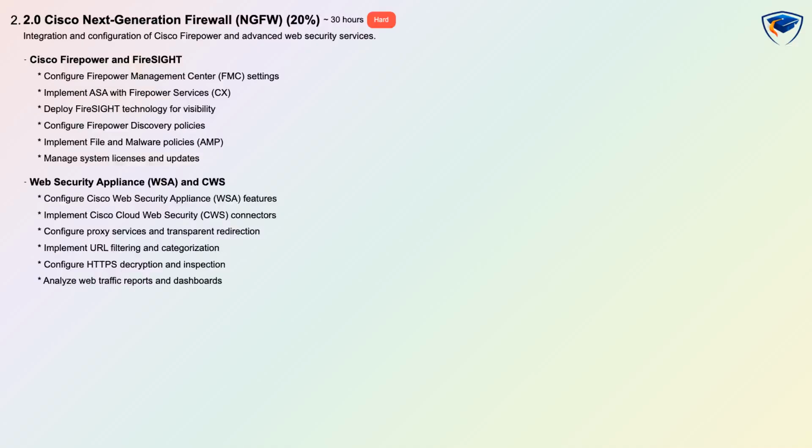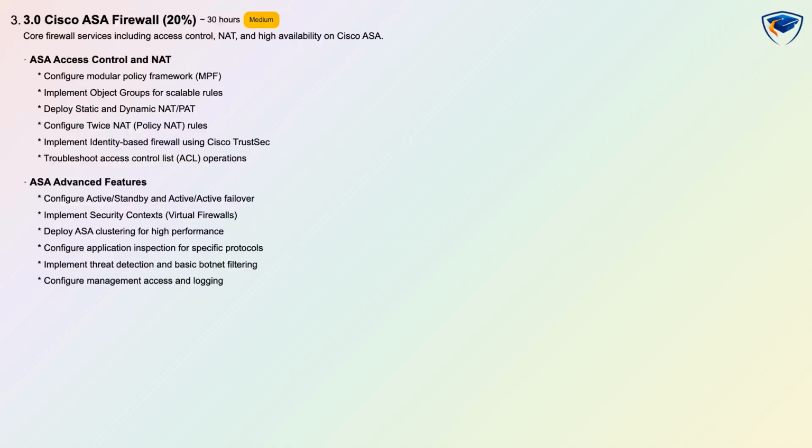Another key topic in this domain is the implementation of Spanning Tree Protocol, STP, security features to mitigate common Layer 2 attacks. Domain 2, Cisco Next Generation Firewall, makes up 20% of the exam. In this domain, you'll focus on the integration and configuration of Cisco Firepower and Advanced Web Security Services.